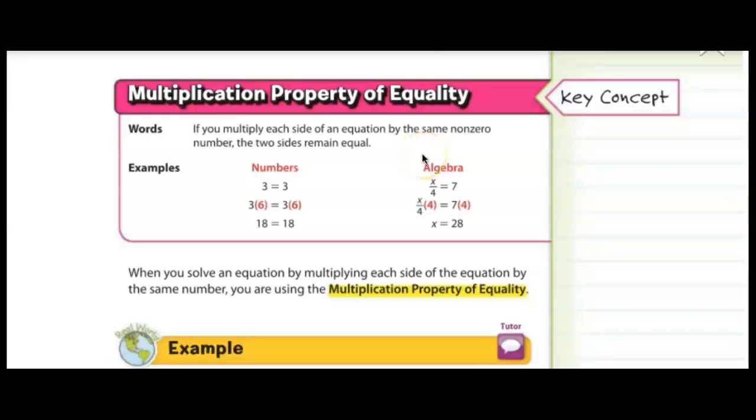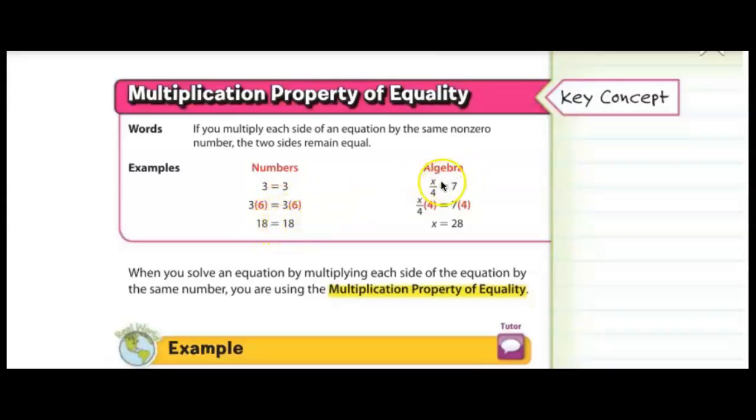Okay, so now we're going to talk about the inverse. So there is also a multiplication property of equality, which means that you can multiply both sides of the equation by the same non-zero number, and the two sides will remain equal. So if we start out with 3 equals 3, this is an equation because we have a term equals another term, and 3 times 6 and 3 times 6 are both going to equal 18.